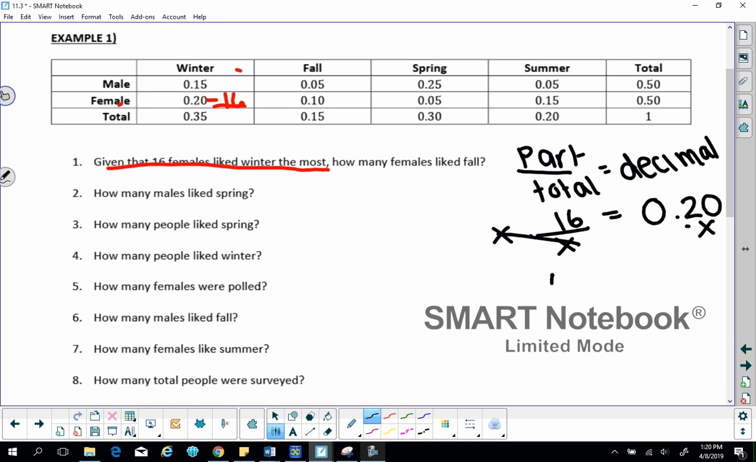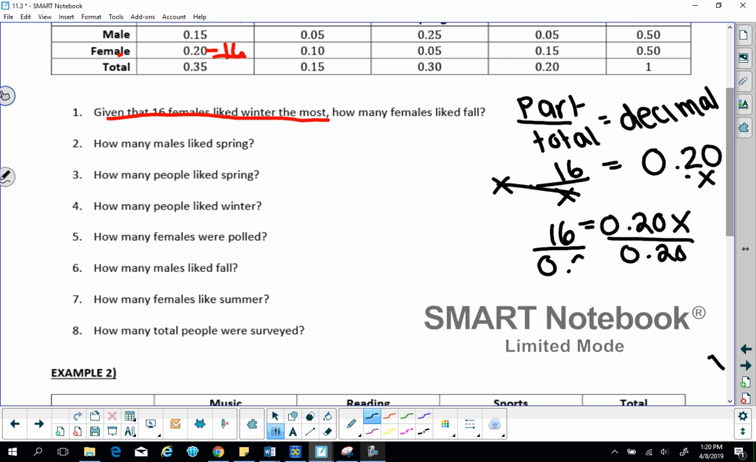When I do that, I get 16 equals 0.20x. Then what do I do? Divide. And what do you end up getting? 80. Is it 80? Yeah. Cool. That means my total is 80. So right over here, my total is going to be 80. That's the total amount of people that were surveyed.